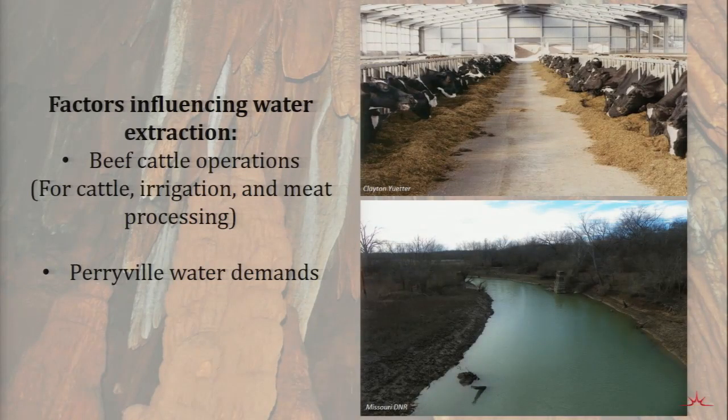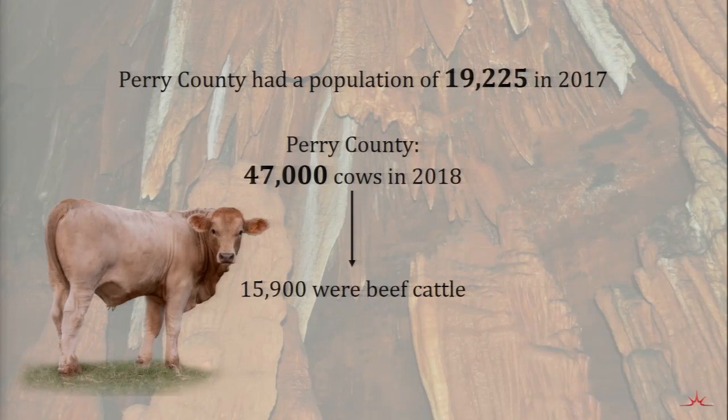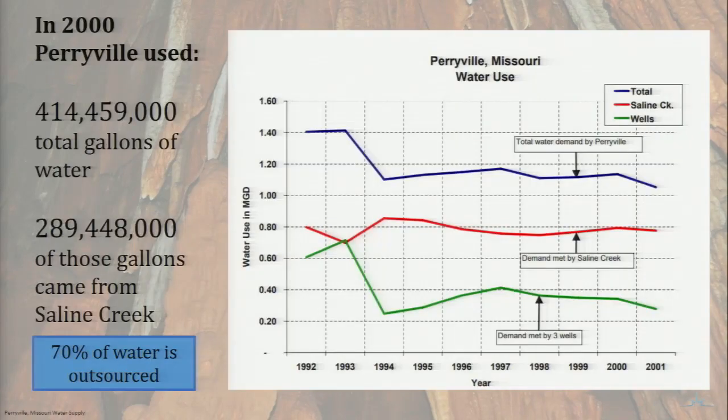These are cows, and then this is Saline Creek, which is where Perryville is getting 70% of their water from. Perry County had a population of 19,225 people, but a population of 47,000 cows, of which 15,900 were beef cattle. This is important because beef cattle require a lot more water than normal cows, because you have to support the cow, irrigation, and meat processing. I was not expecting to put this in my research, but that is definitely an influencing factor in the water demand in that little area that branches off out of Perryville.